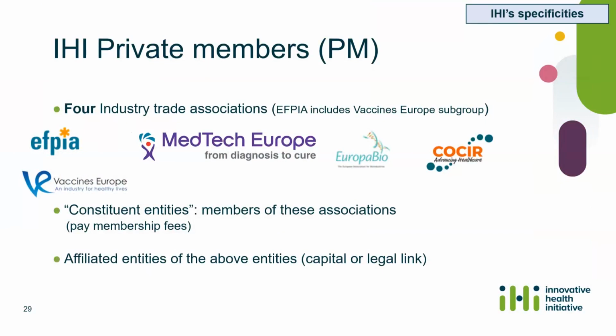And we also refer to the affiliated entities of those ones, so of the affiliated entities of the associations and of the members of those associations. And affiliated entity means that there is a capital or a legal link. So when we refer to private member, we mean actually all those entities, not only the associations, but as I said, also the members of those associations and the affiliated entities of those associations or members of those associations.